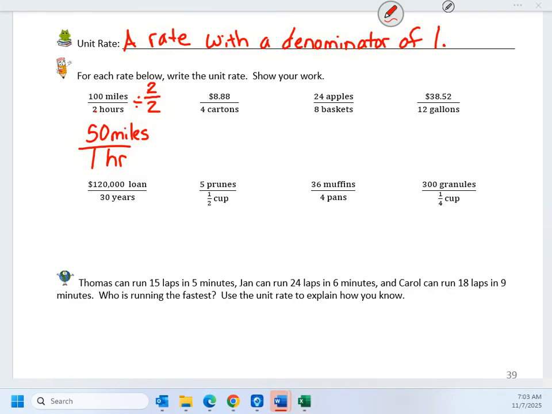So you're driving on the highway, you see those speed limit signs that say 60 miles per hour. That is the unit rate. That's how fast you can go on the highway.